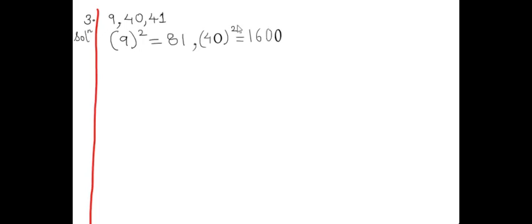So the square of 40 is 1600. Now the next number, that is 41. So 41 square, what you are going to do in rough book, you are going to multiply both this number 2 times. 41 multiplied by 41, which will give you the answer 1681.